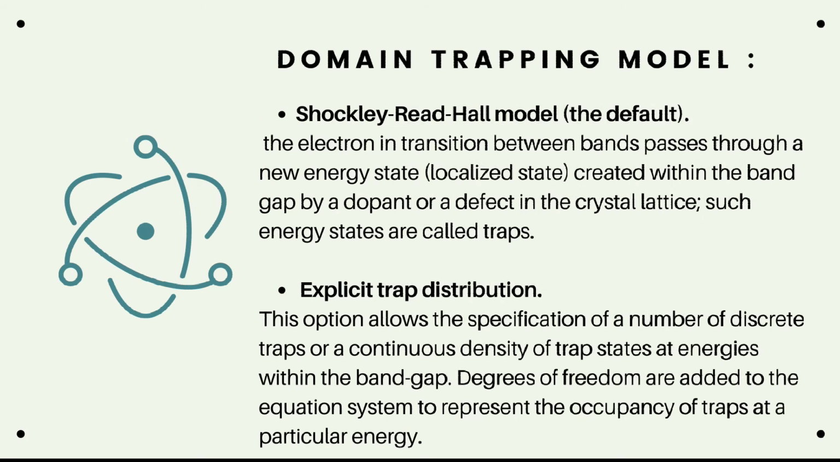There are two trapping models. The first one is the Shockley-Read-Hall model, which is the default one, where the electron in transition between bands passes through a new energy state created within the band gap by a dopant or defect in the crystal lattice. Such energy states are called traps. The second one is explicit trap distribution. This option allows the specification of a number of discrete traps or a continuous density of trap states at energies within the band gap. Degrees of freedom are added to the equation system to represent the occupancy of the trap at a particular energy.